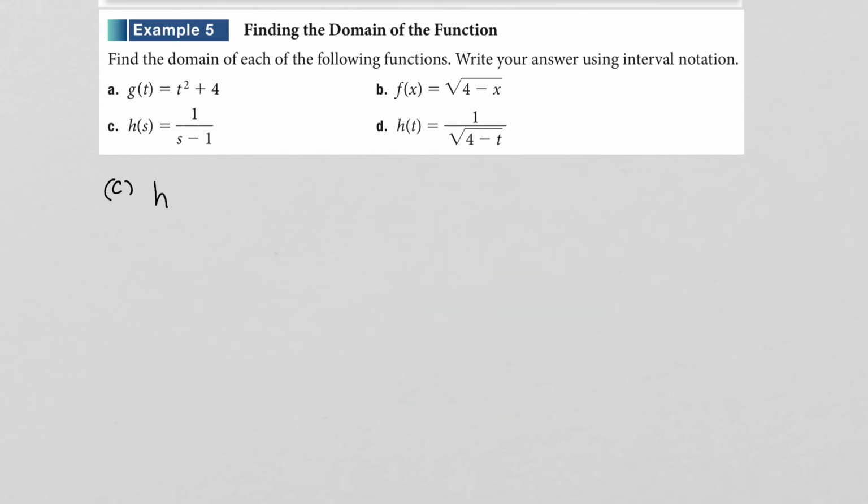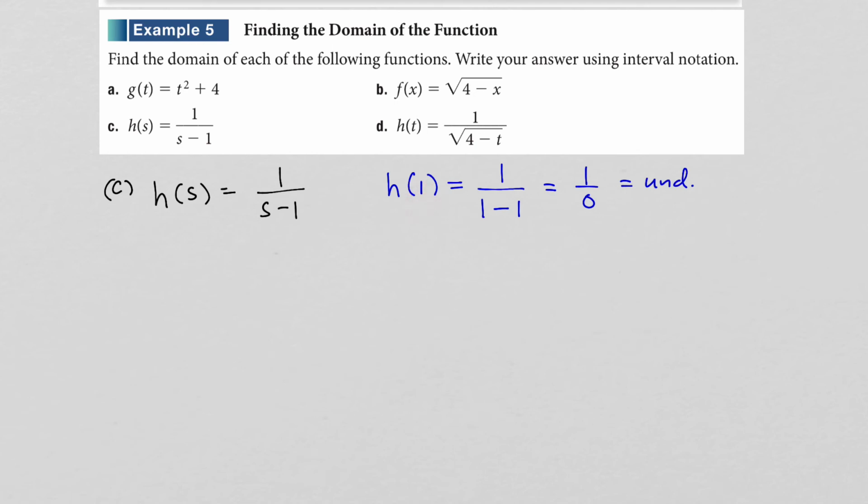So for part C, we have the function h of s is equal to 1 over s minus 1. So there are no square roots in this one, but we do have division. And I think it's pretty simple to see that if you try to plug in 1, h of 1 would be 1 divided by 1 minus 1. And that would be 1 divided by 0, and 1 divided by 0 is undefined. So you cannot plug in the number 1.